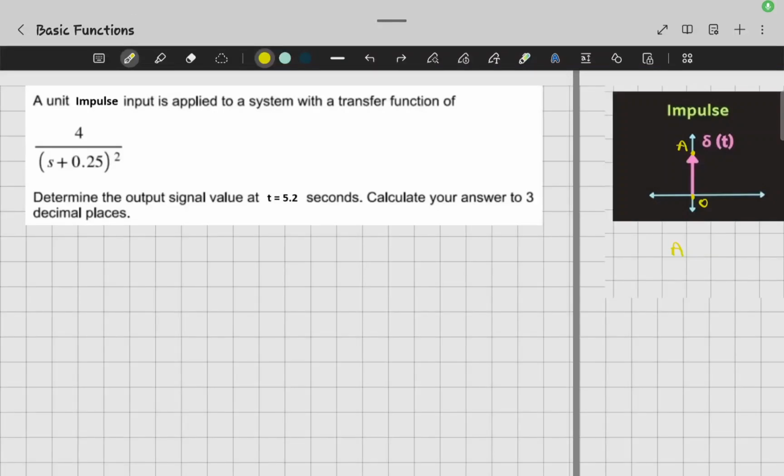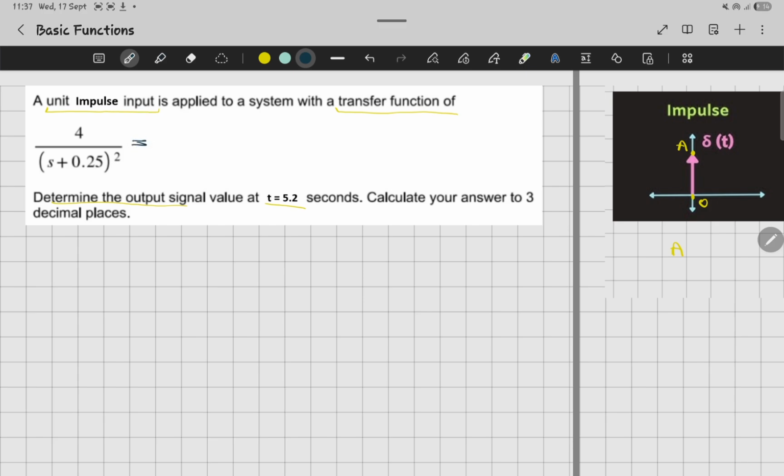Okay, so we got this question. We need to find the output. This is the transfer function that we have, and we need to work with the input. We're going to replace the value of t after getting the output.